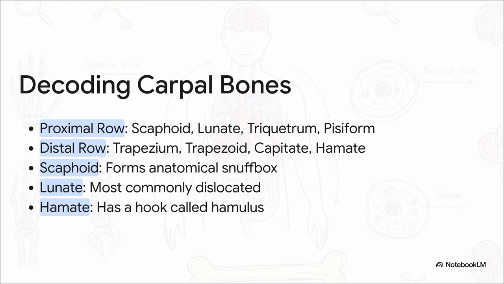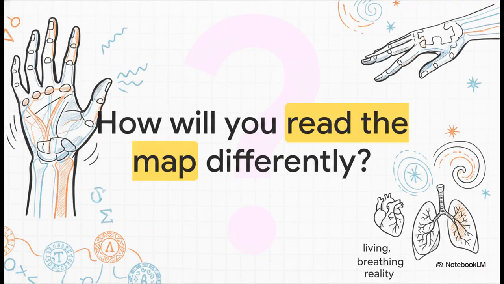Then moving to the distal row, that is trapezium. They is trapezoid. Cant is capitate, the largest carpal bone. And handle is the hamate. The hamate actually has this tiny little hook on it called the hamulus. Interestingly enough, golfers sometimes fracture this exact hook if they swing too hard and hit the ground on their downstroke. No way, right? Let's wrap up with one final thought.